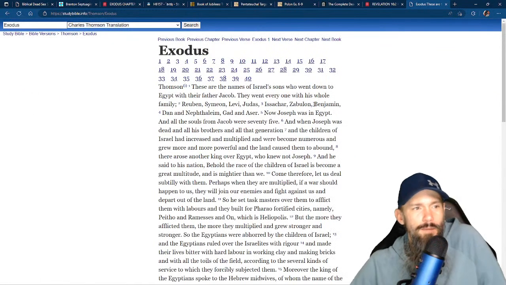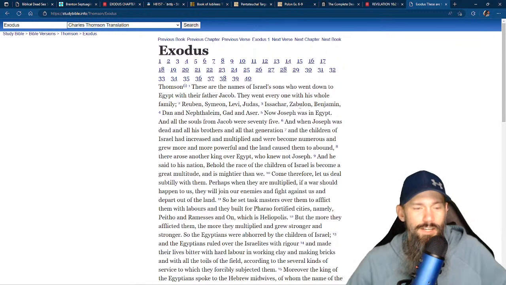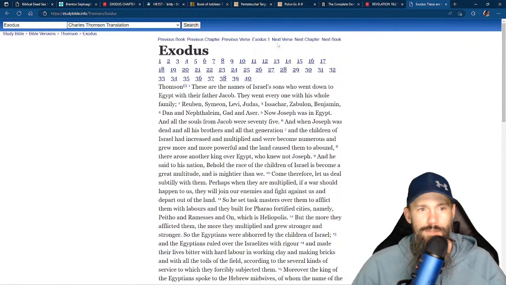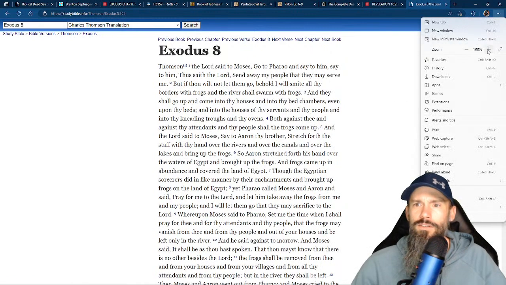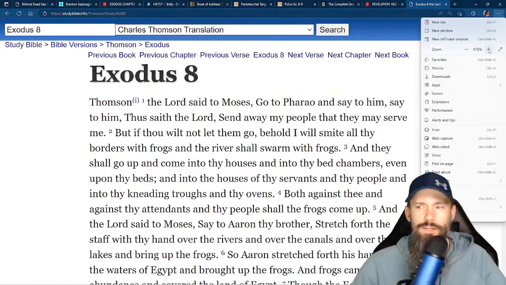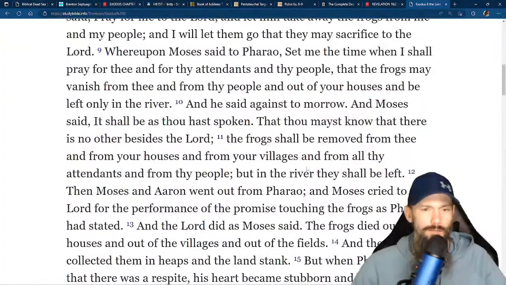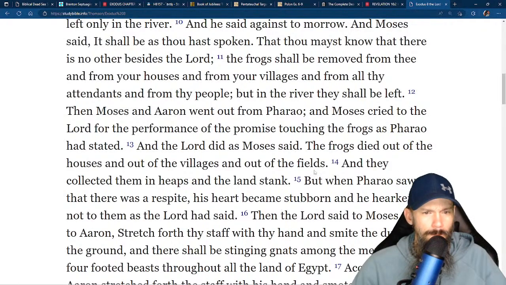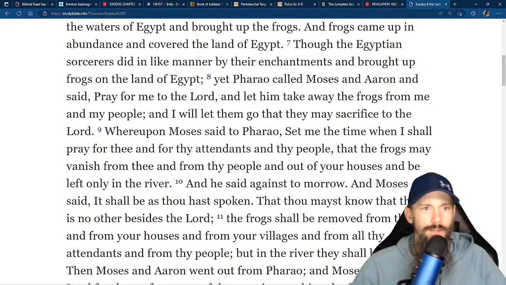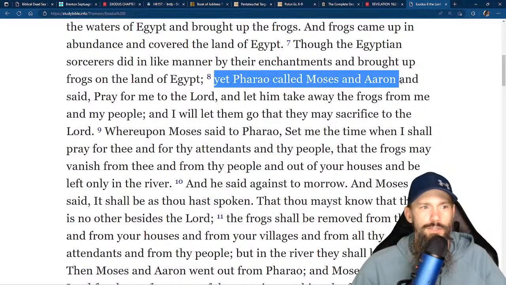So this is the Thompson LXX. I got Thompson and Brenton, and they've messed with both of them. But this is Thompson's translation, verse 8:8. I just want to look at that. Yet Pharaoh called Moses and Aaron and said, "Pray for me to Yahuwah and let him take away the frogs from me and my people, and I will let them go that they may sacrifice to Yahuwah."